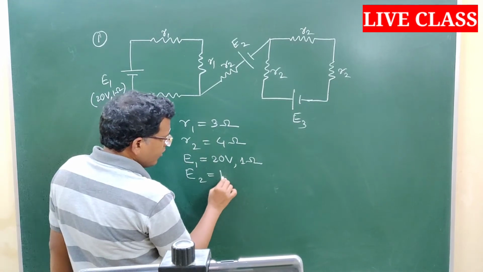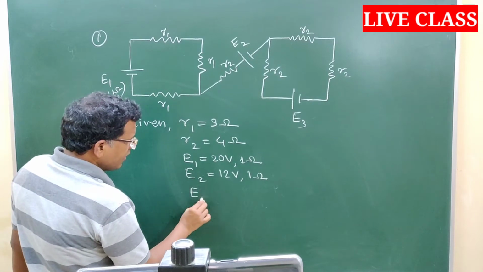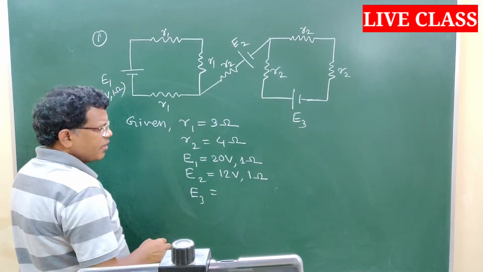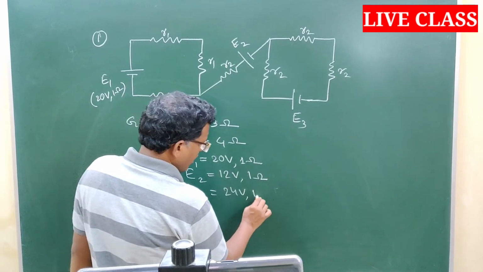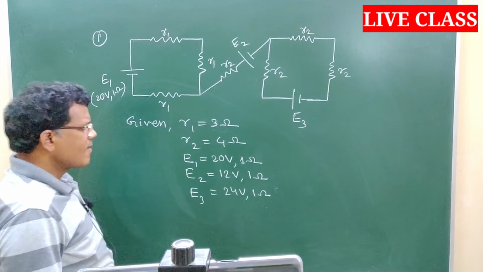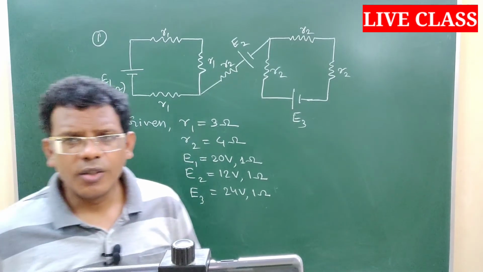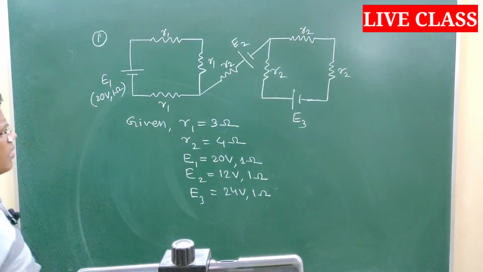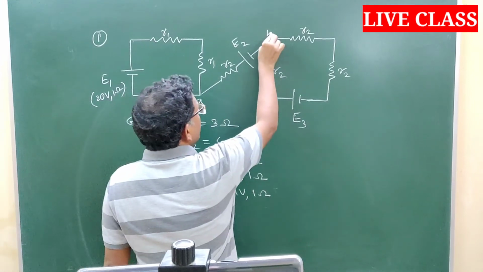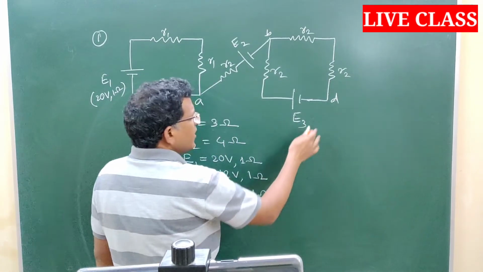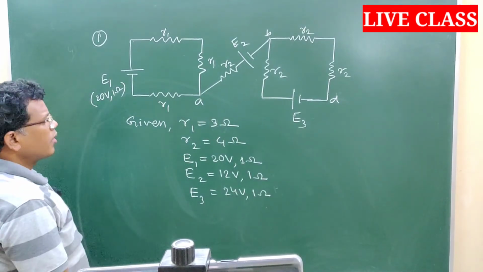E2 is 12 volt, 1 ohm, and E3 is 24 volt, 1 ohm. Got this one? Do you understand this is the diagram? So let there be points A, B, D. I have marked the points as A, B, D, okay.